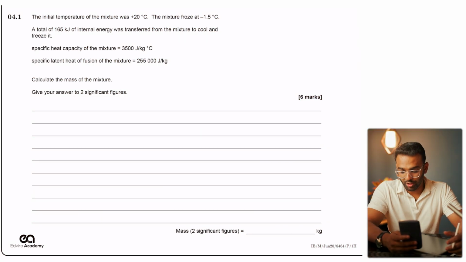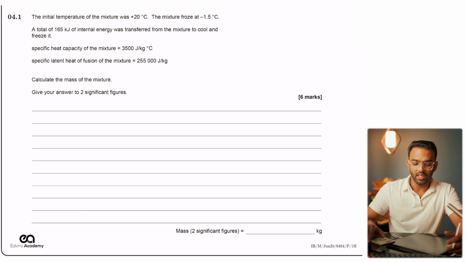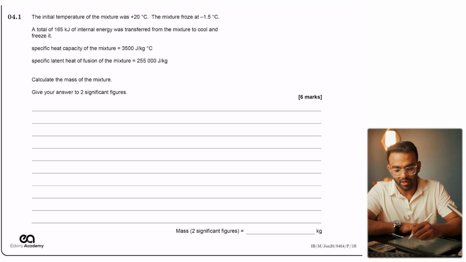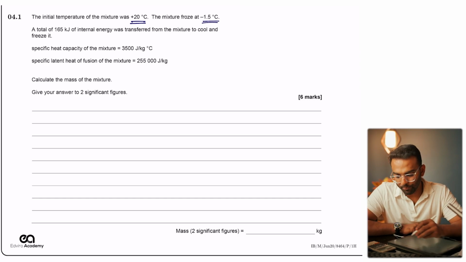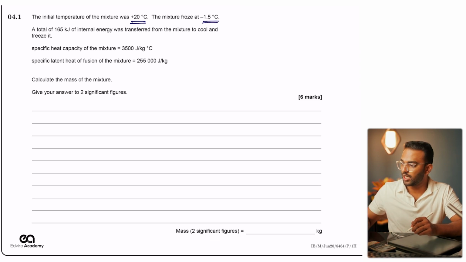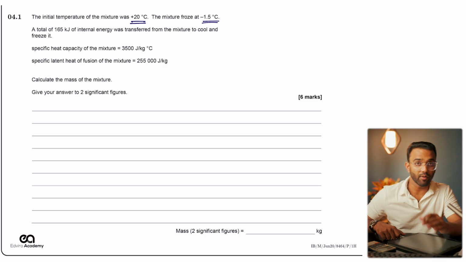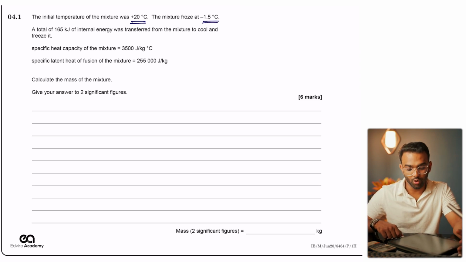So here is another question, guys. The initial temperature of the mixture, I don't know what mixture it is, picked up from a past exam paper, but it is a mixture that froze at minus 1.5 degrees. So there is a change of state. A total of 165 kilojoules of internal energy was transferred from the mixture to cool and freeze it.